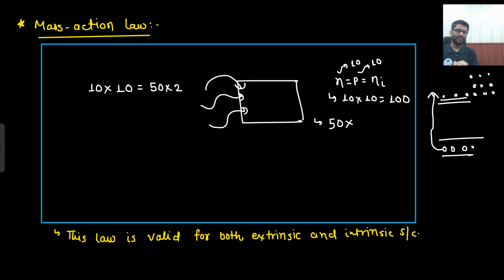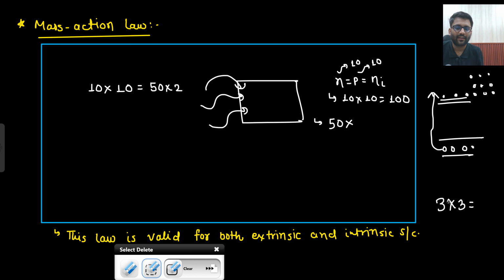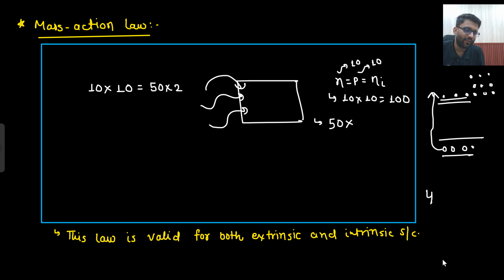Now you know that since electrons have been more, so number of holes should be less because multiplication should be constant. Previously number of electrons were 3, number of holes were 3. So 3 into 3, multiplication should be 9 only. Now you are saying that for the 9 it would be tough to explain. Let's take 4. So previously number of electrons were 4, number of holes were 4. Now what really happened? Number of electrons got increased to 8. So number of holes will be 2 only.